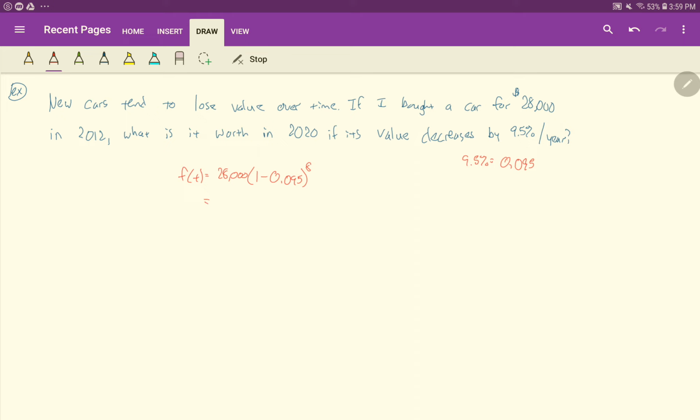Again, you can type the whole thing, what you see right there with the parentheses and everything, in your calculator, and it should be just fine. I get $12,599.31 if I round to the nearest 2 decimal places. And again, 2 decimal places because we're talking about money.